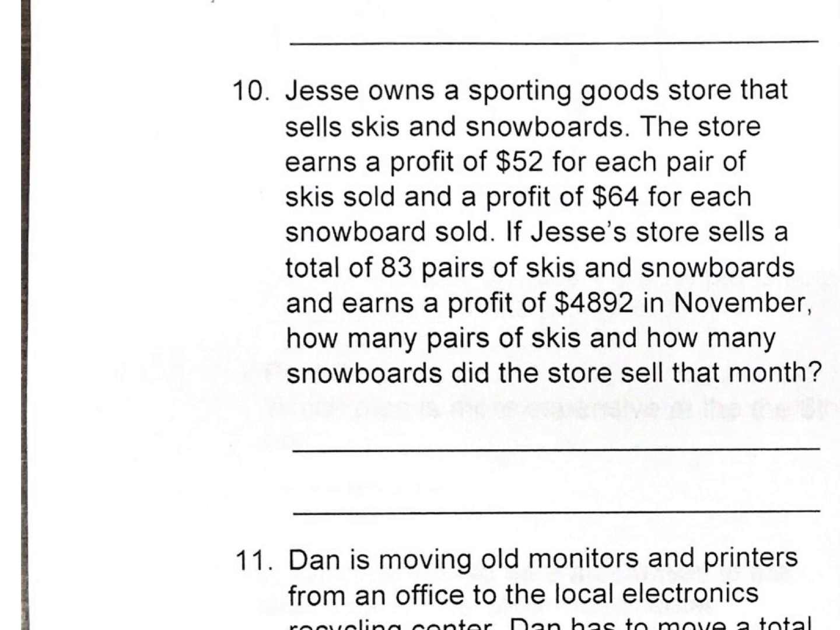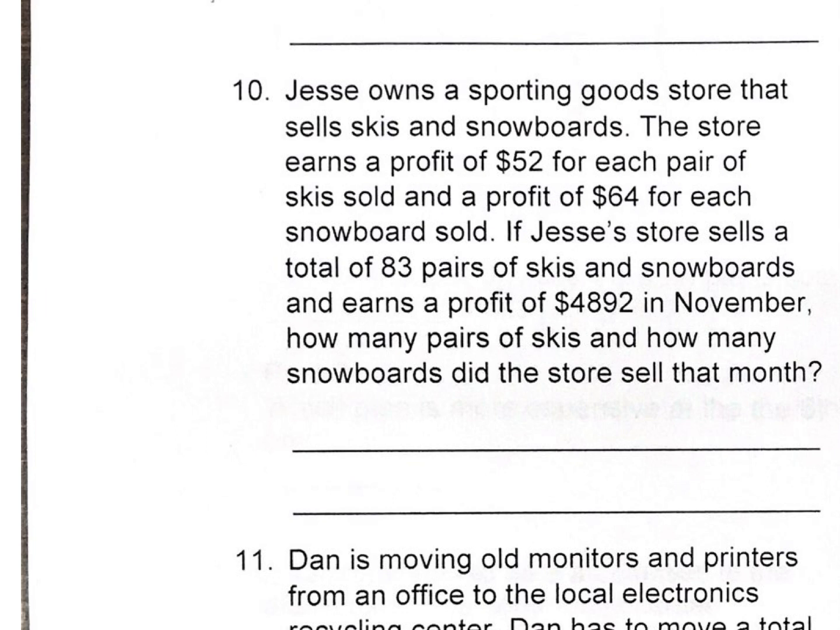Number 10, Jesse owns a sporting goods store that sells skis and snowboards. The store earns a profit of $52 for each pair of skis sold and a profit of $64 for each snowboard sold. If Jesse's store sells a total of 83 pairs of skis and snowboards and earns a profit of $4,892 in November, how many pairs of skis and how many snowboards did the store sell that month? So we want to know the number of skis and the number of snowboards.